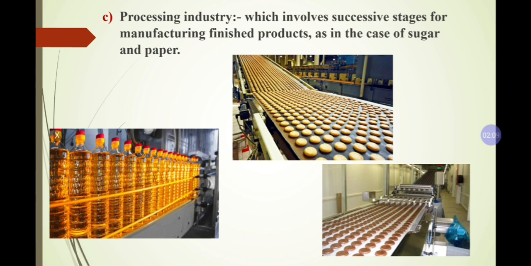Next example I've taken is biscuits. Why biscuits? First, we need to collect the raw material: your atta, sugar, ghee, oil, butter, everything. The second process is where we put exact quantity measurements for the mixing. Then after that we get the dough.